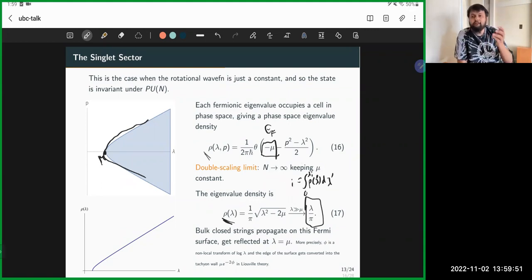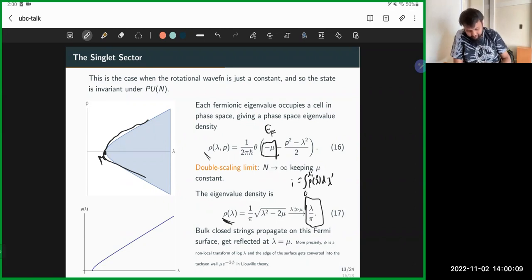So you just ask how to get the position of the ith eigenvalue: integrate rho of lambda and ask when it becomes equal to i. And this is what an eigenvalue density does for you. Sorry, that was a bit of an aside.